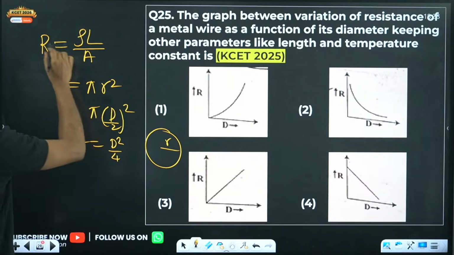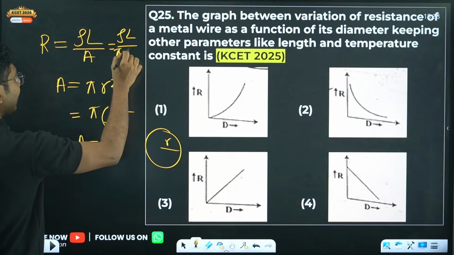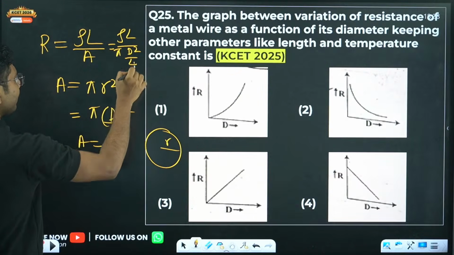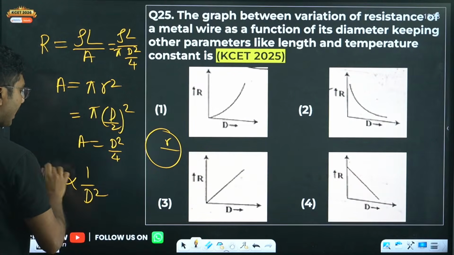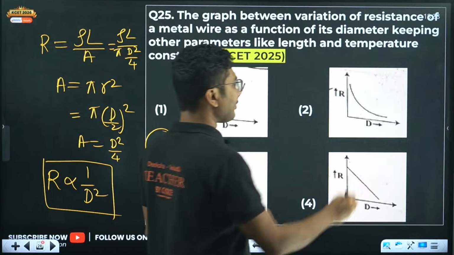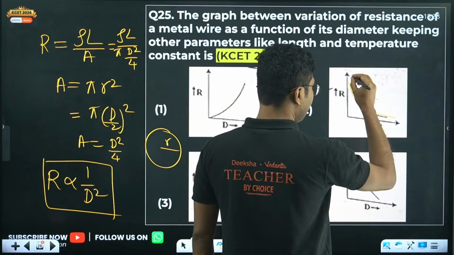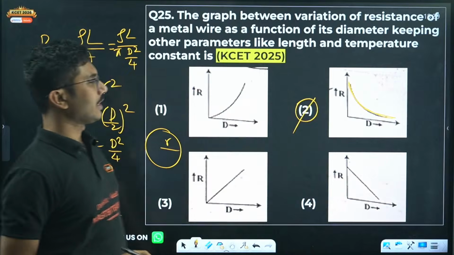So we see that if you put it over here, it will be rho L pi d square upon 4. So resistance is inversely proportional to the square of the diameter, and any inverse square diameter graph is this one. Inverse square graph is this one. Okay, so option 2 is correct.